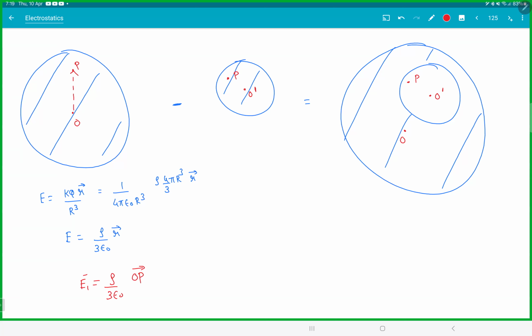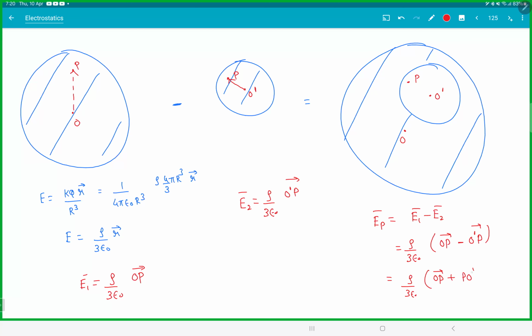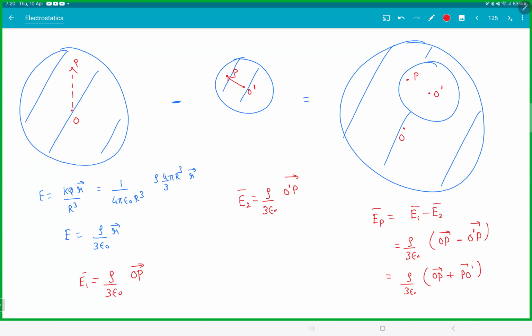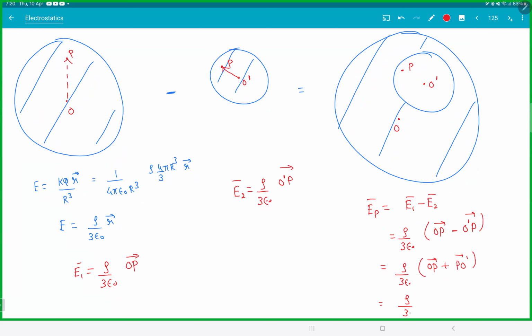So I don't know the charge, right? So I brought everything in terms of rho. For the second guy, the field will be E2, which is rho by 3 epsilon, and from the center to that point, the vector is O dash P bar. So the field at point P will be E1 minus E2. This will simply be rho by 3 epsilon (OP bar minus O dash P bar). I can rearrange this: rho by 3 epsilon (OP bar plus PO dash bar). This will be nothing but rho by 3 epsilon OO dash bar.